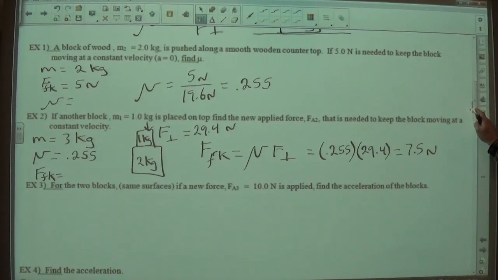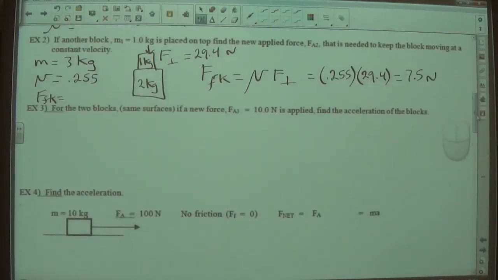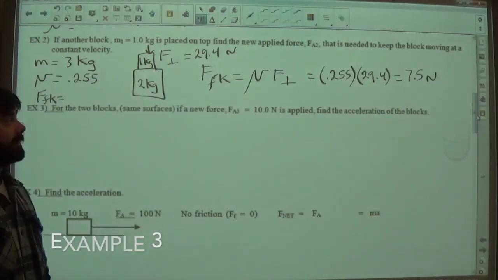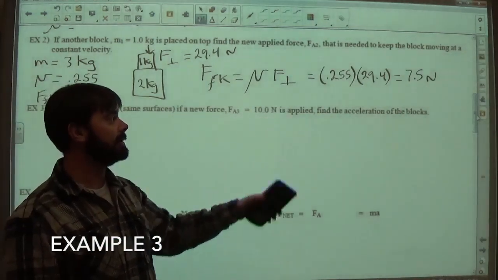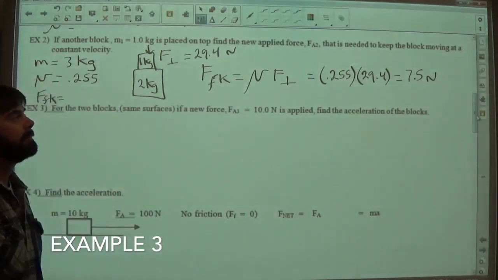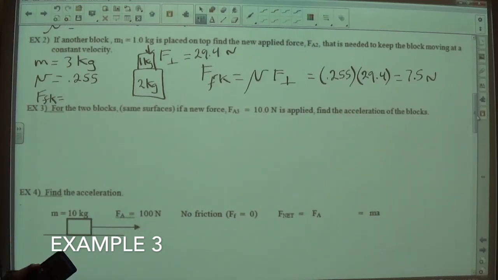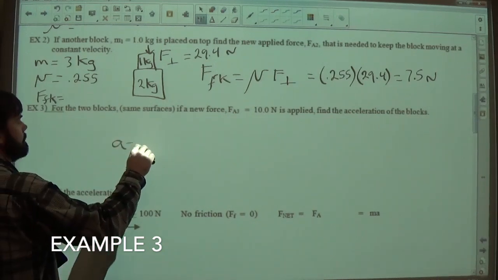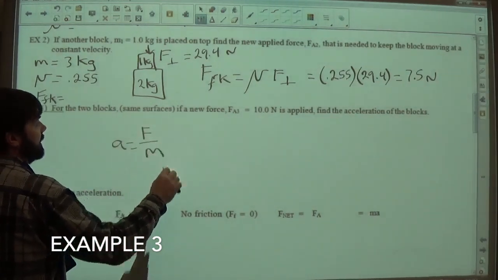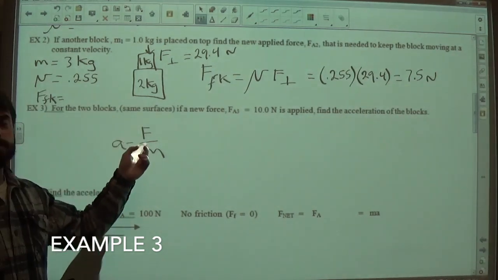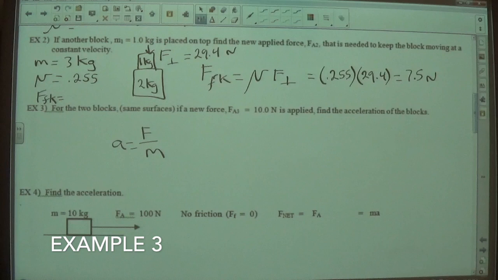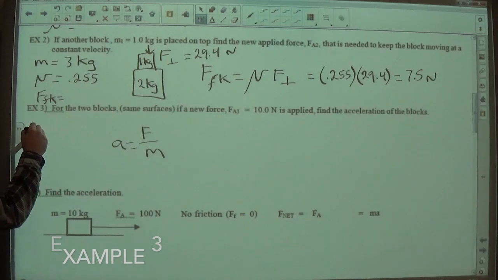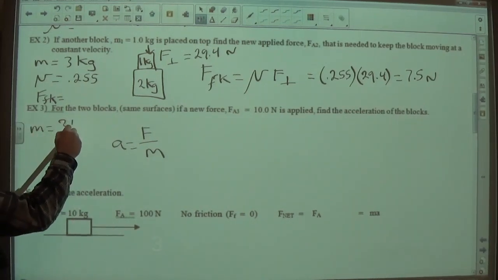Then for example 3, it says for the 2 blocks, so the same as what we have up above, it says if there's a new force applied to it, so we're going to go with 10 newtons, they want us to find the acceleration of the block. So here's the thing to consider. If we're talking about acceleration and Newton's laws, we know that acceleration is equal to force divided by mass. The force that we use here has to be the net force, so it's the sum of the forces after all the friction and everything have been added to it. We do know that the mass is equal to 3 kilograms as it's stacked together.